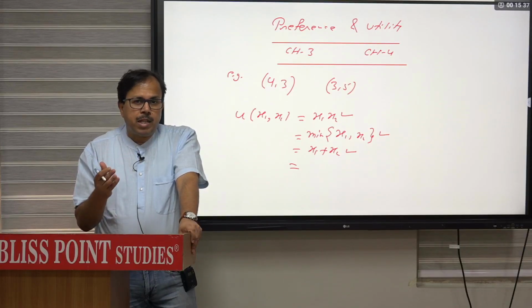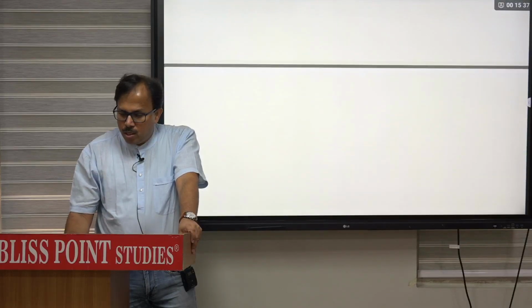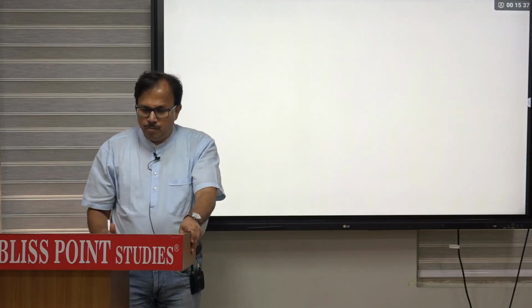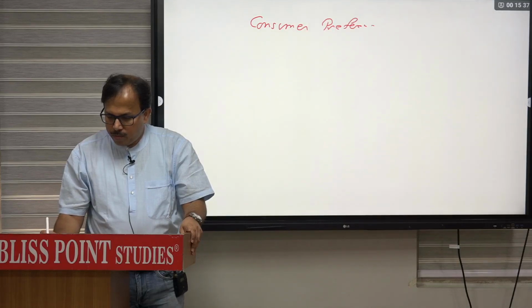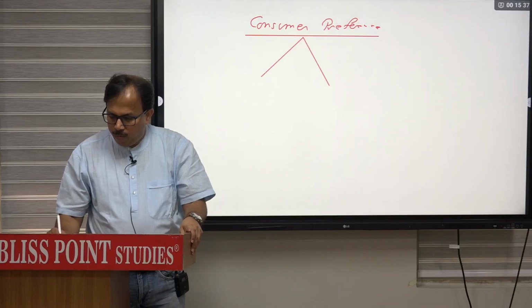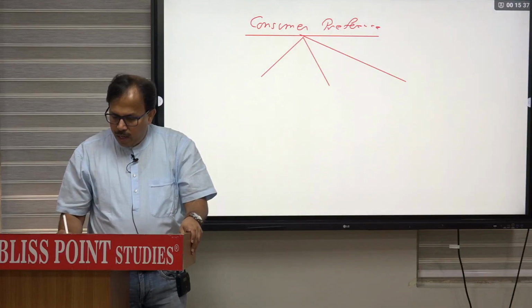So if a bundle is strictly preferred, like if I write a bundle x1 comma x2, and another bundle y1 comma y2, I am taking good 1 and good 2. First the commodity must be the same, only then you can compare. We can have preference of choice only when these two bundles have the same commodities, but only the quantity is different. So if this is apple and banana, this is apple and banana; if rice and wheat, then this is also rice and wheat.